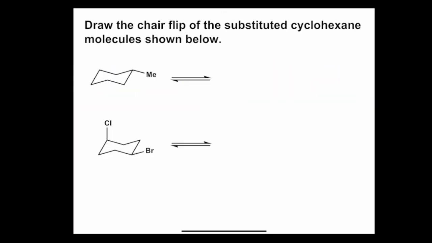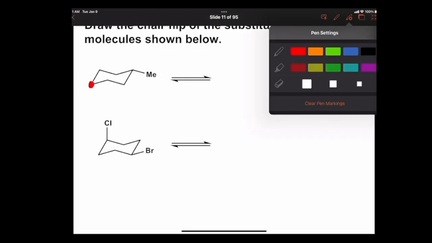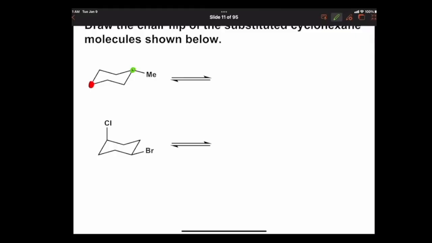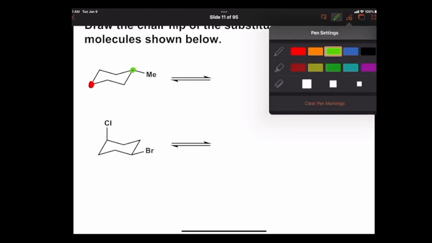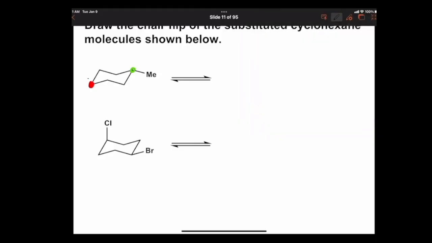So this is where it matters. If we execute a chair flip where there are now groups that are not all hydrogen, there are different energies associated with this. So let's start with the top one. If I was going to draw this, I'm just going to mark this side red, this one is green, and I'm going to redraw it where I'm going to push this one up, pull this one down.